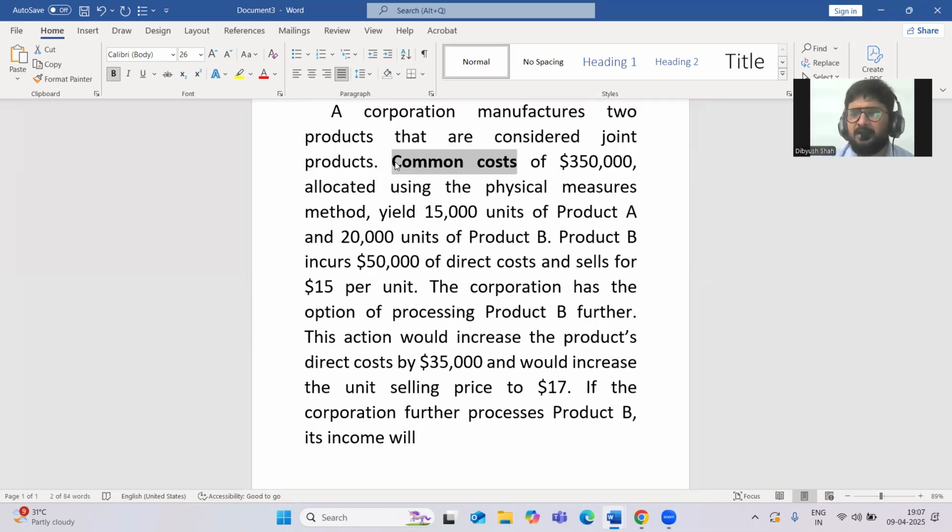Now, joint cost, as I have told you, in a decision of sell or process further, is always a sunk cost because it was incurred in the past and it has no relevance to future decision making. So, product B incurs $50,000 of direct cost and sells for $15. Direct cost means incremental cost, which can be directly traced to the unit. The corporation has the option of processing B further.